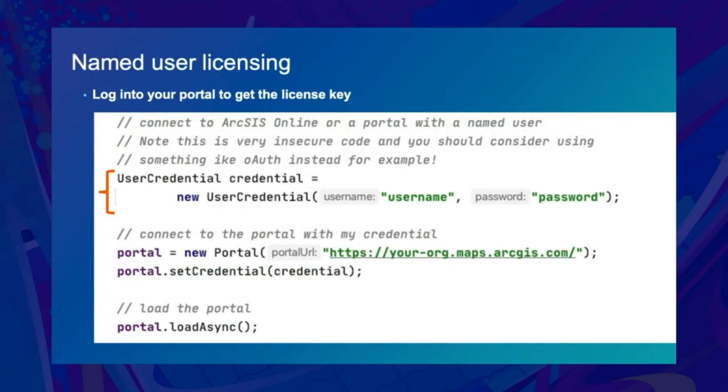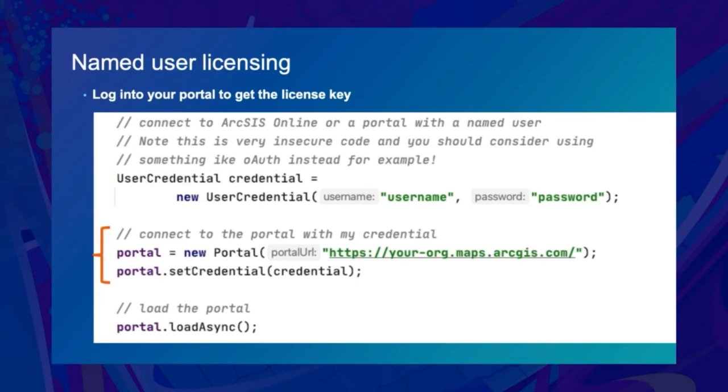Now let's go and take a look at named user licensing. So this is when you log into your portal to get your ArcGIS license key. So I'm going to start off here by creating a credential to log into my portal. But I would say this code here is just for demonstration purposes. It's exceedingly bad practice to burn in username and passwords into your own application. What you would do here ideally is write an OAuth authentication workflow, but this is just for demonstration.